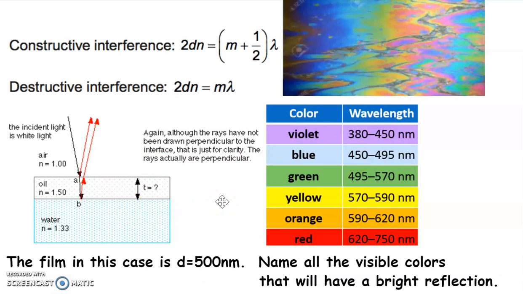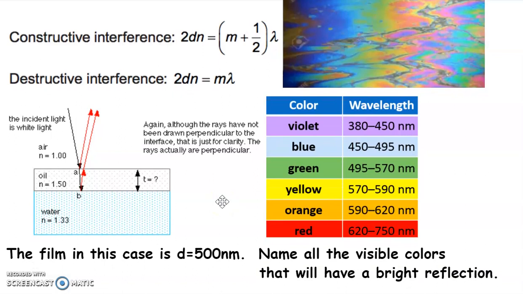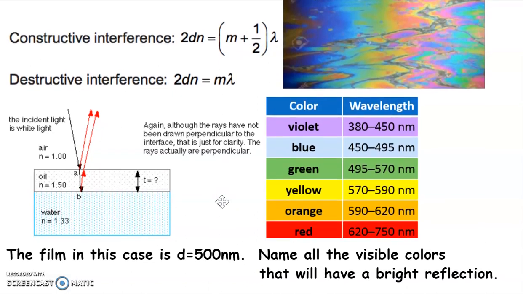But I hope that helps us understand some of the things that can happen with thin films. And this is an example where we had white light coming in, and then the D was fixed, but we were asking which colors would we see reflecting off and creating those cool patterns for the thin film.